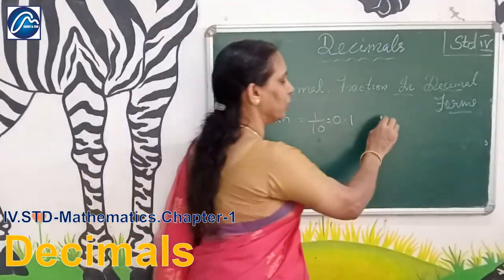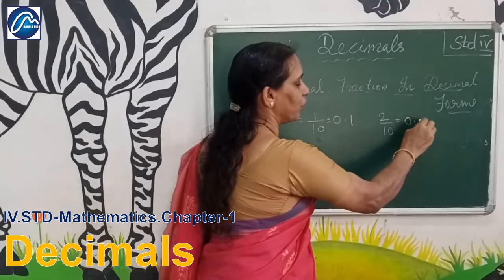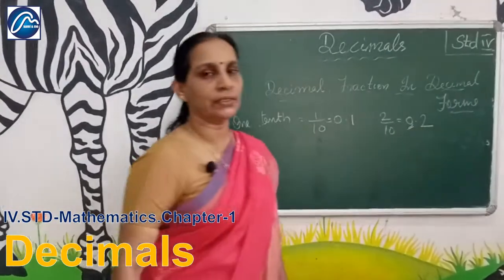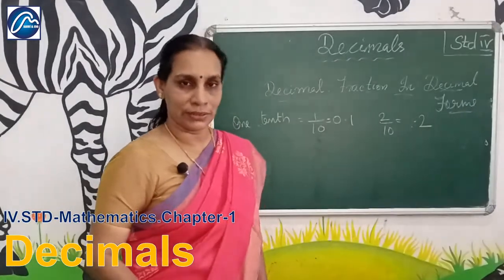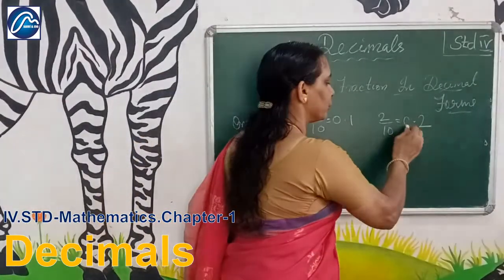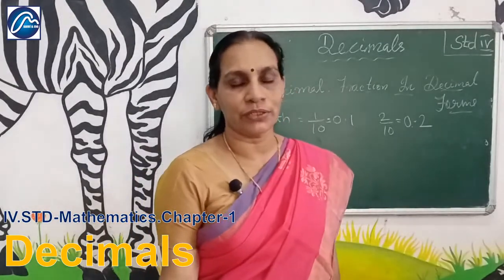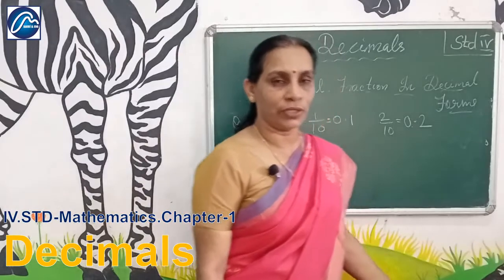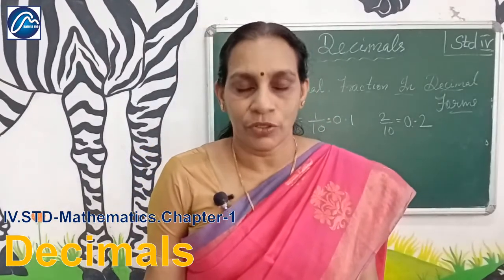If it is 2/10, it will be 0.2. Why are we putting this 0? Because if we simply put the point, it will not be seen. So for the visibility of the point, we will put 0.2. Okay. 3/10 is 0.3, 4/10 is 0.4, 9/10 is 0.9, like that.